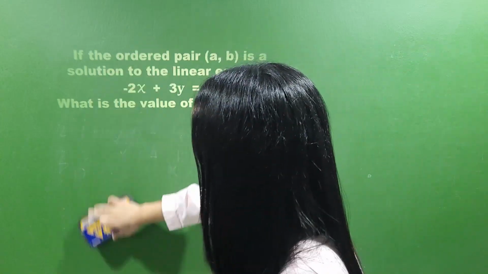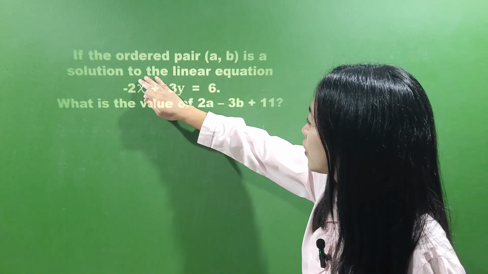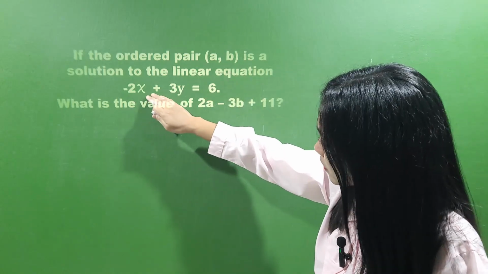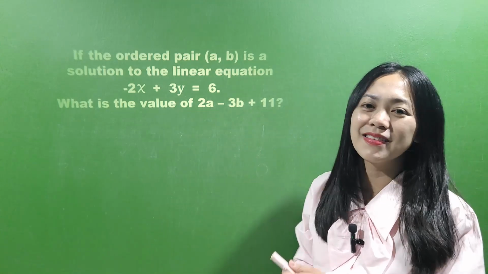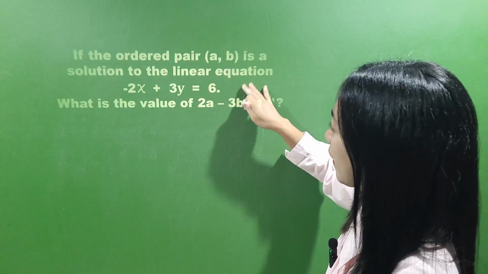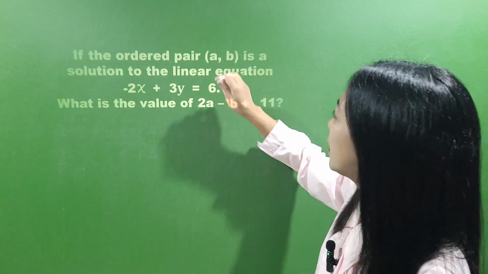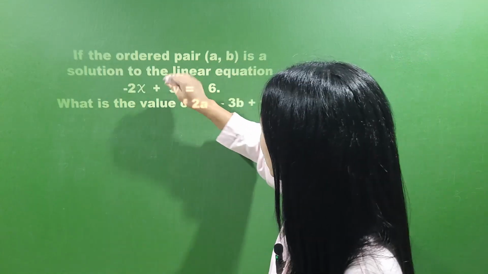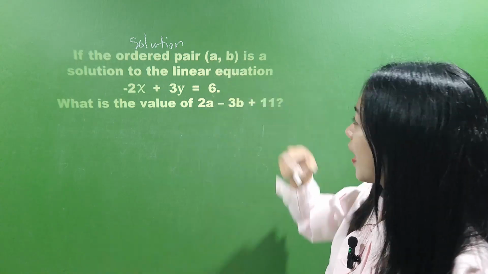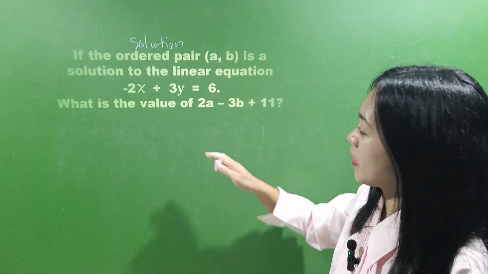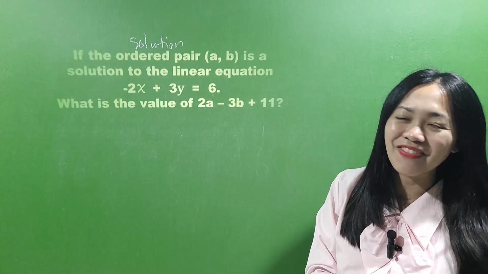Our first problem is, if the ordered pair a and b is a solution to the linear equation negative 2x plus 3y is equal to 6, what is the value of 2a minus 3b plus 11? So according to this problem, this linear equation negative 2x plus 3y is equal to 6. The solution is a and b, the ordered pair. So the solution to this linear equation is a and b. Okay, the problem is we will be looking for the value of 2a minus 3b plus 11.